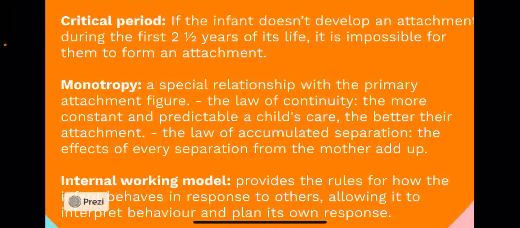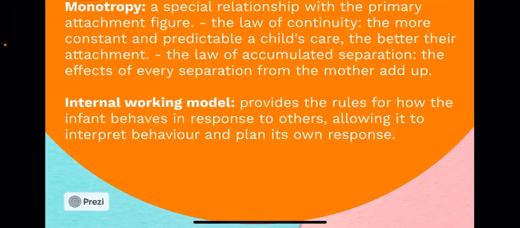So if we don't form a special relationship, a monotropic bond with a key figure, due to separation or due to poor care, then this can have effects on later development. And monotropy and the critical period are also covered in the theory of maternal deprivation, and the critical period is also covered in institutionalisation as well.